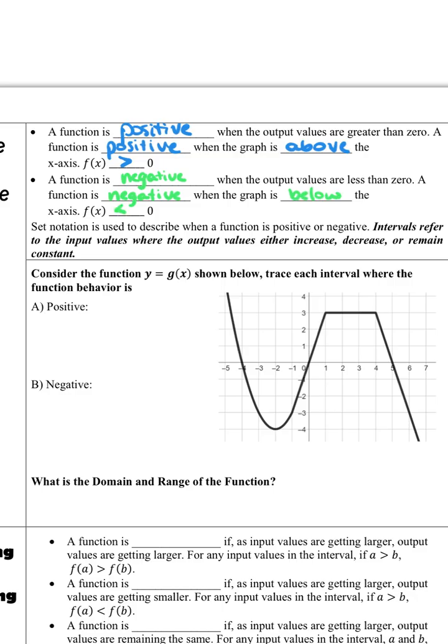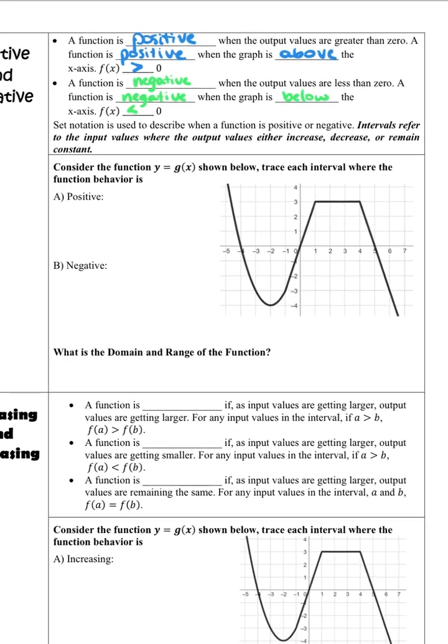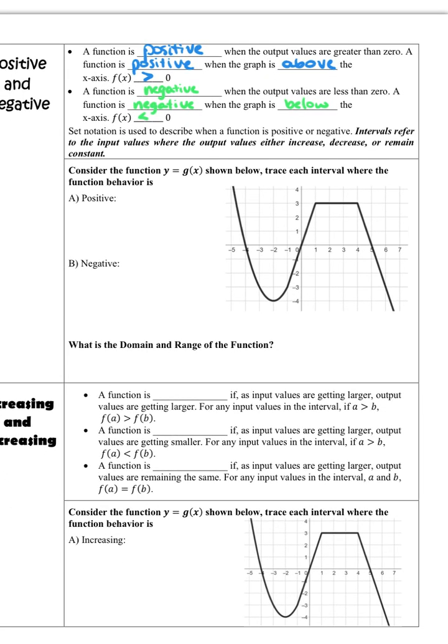All right, so we're going to look at this function, and we want to know where it is positive and where it is negative. So it's positive from here to here, and then from 0 all the way over to 5. So from negative 4, we're going to assume that there's an arrow there, so from negative infinity to 0. So when you're doing positive and negative, it's only asking you about the x coordinates.